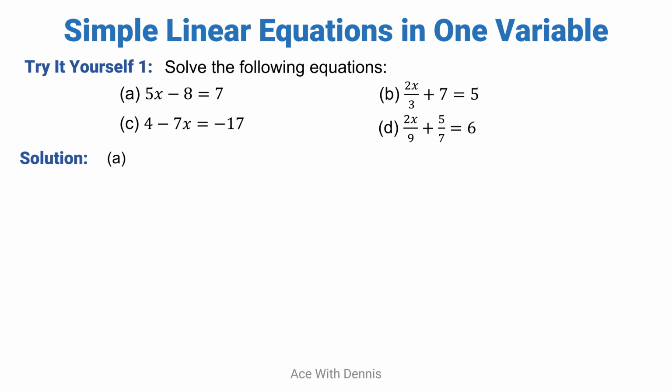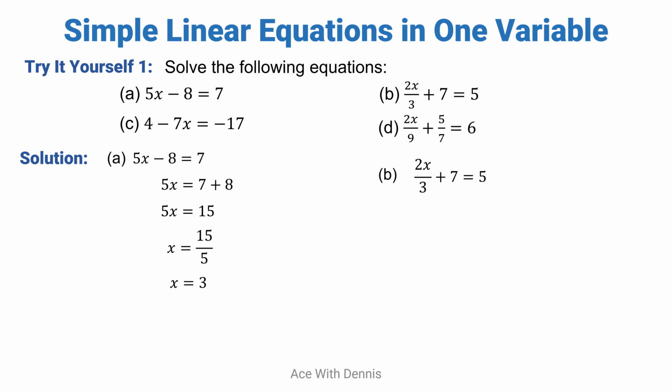Alright, here's the solution. For A, 5x minus 8 equals 7. We want to move the 8 to the right hand side. So from minus becomes plus. We get 5x equals 7 plus 8, which is 15. Then we want to move the 5 from left to the right. So from multiplication becomes division. Hence x is 15 over 5, which is 3. So this is the solution.